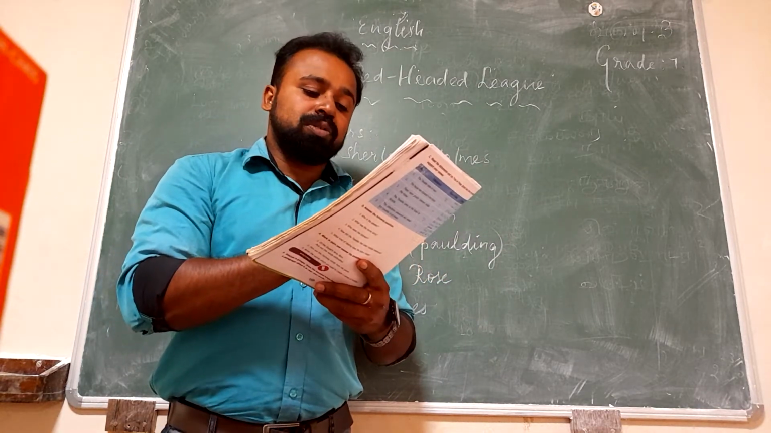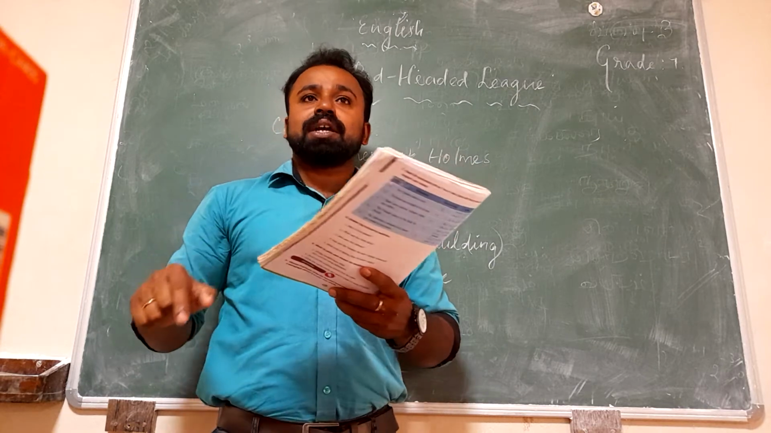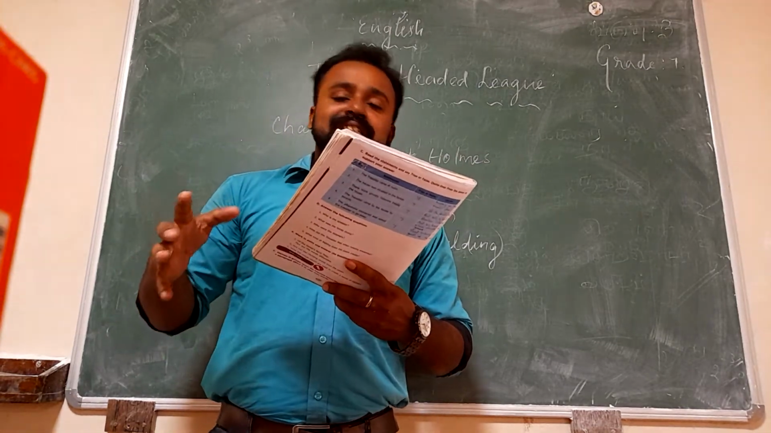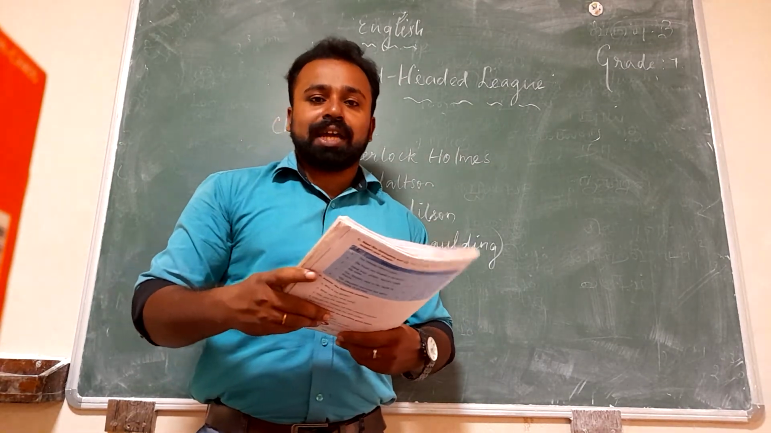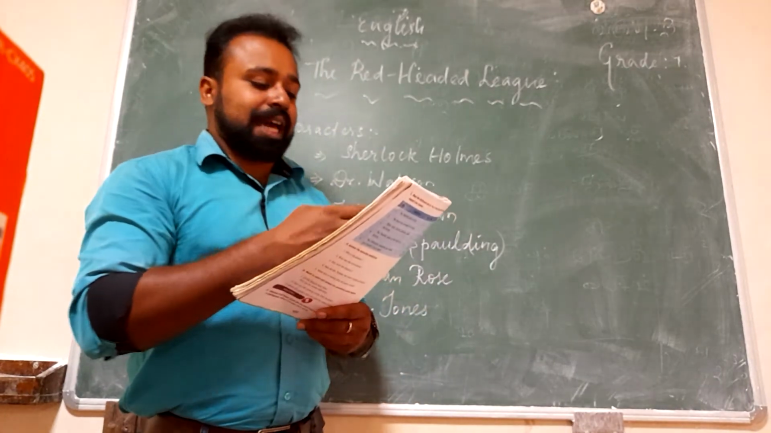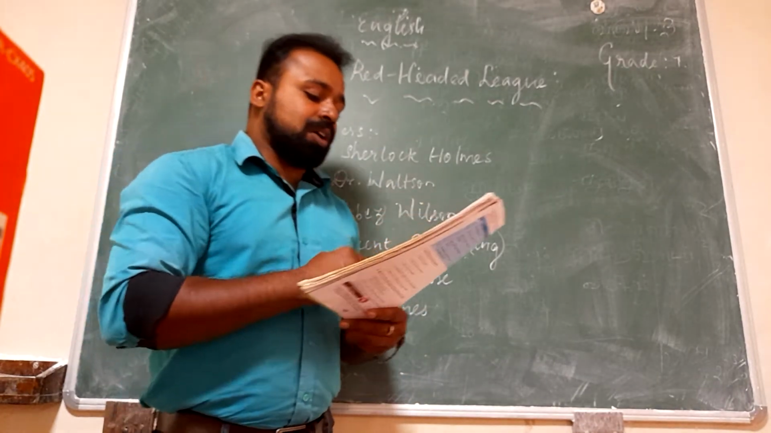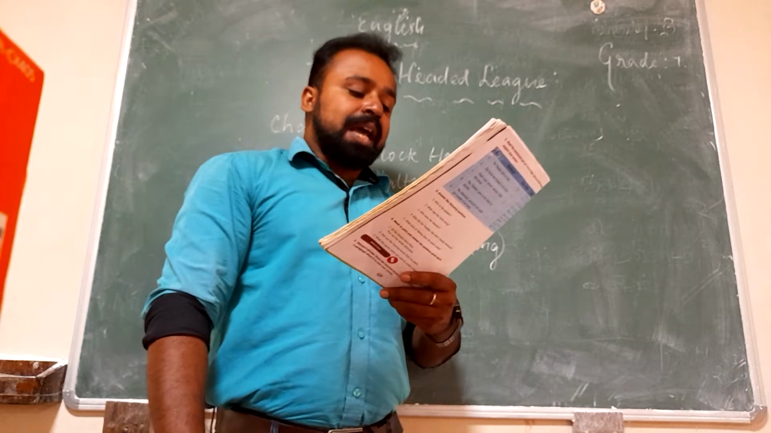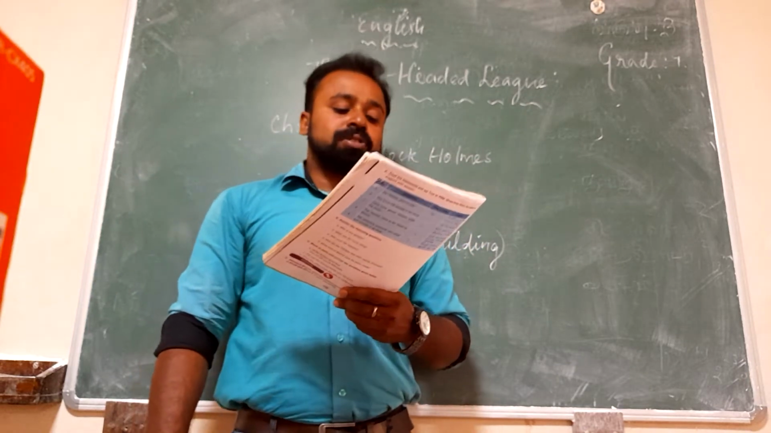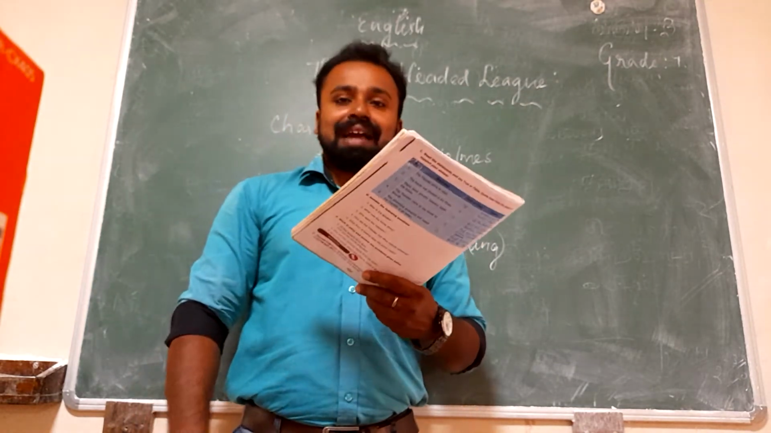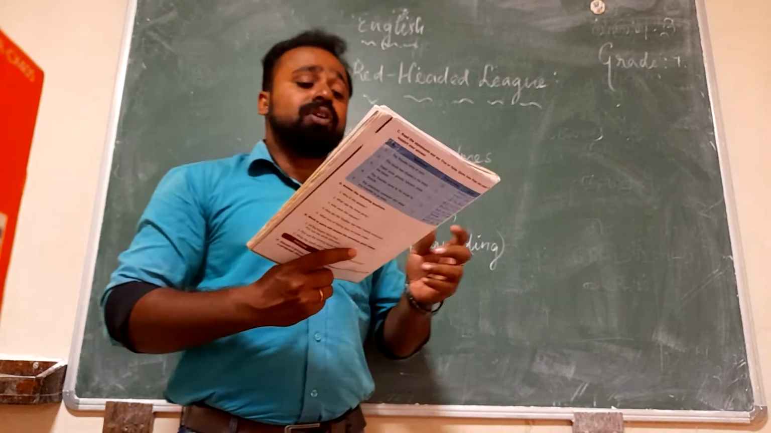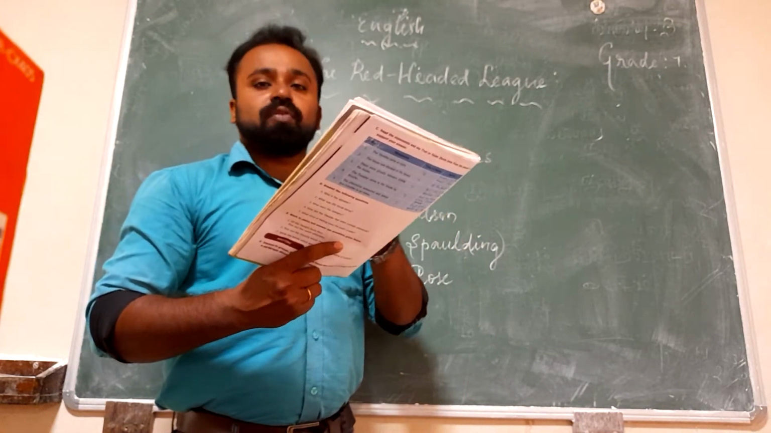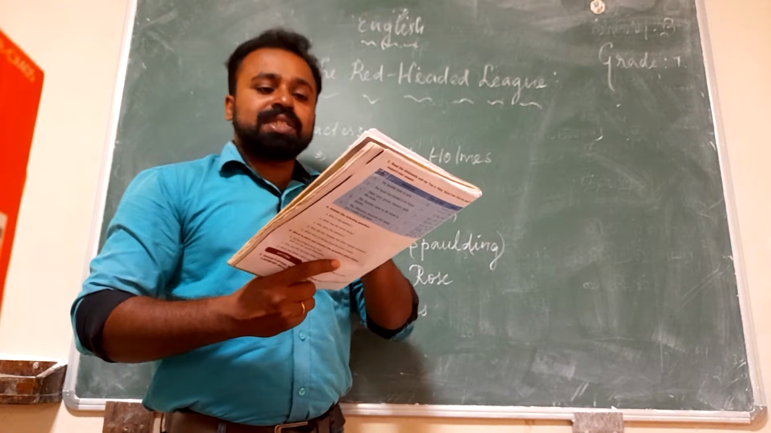Mr. Jones is a detective from Scotland Yard, one of the famous detectives. These are the characters: Sherlock Holmes, Dr. Watson, James Wilson, Vincent Spaulding, Duncan Rose, and Mr. Jones. These are the characters I mentioned here. That is the intro of this supplementary lesson.